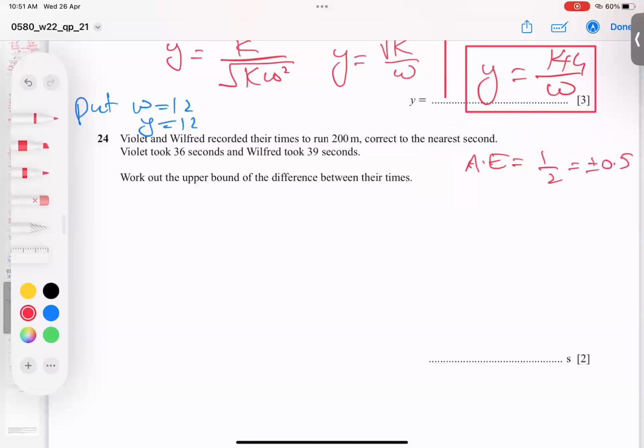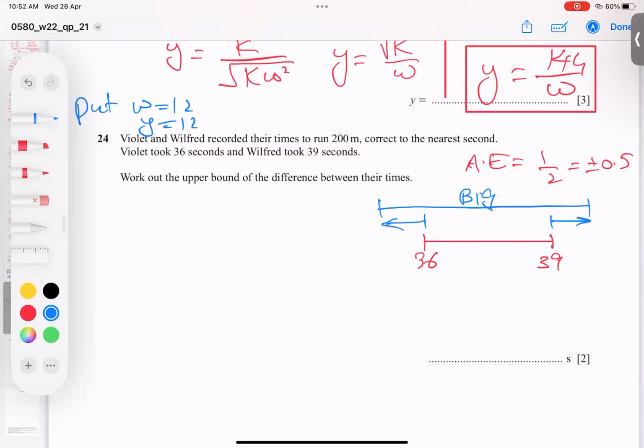Then he's saying V has 36 and W has 39. We have taken this much time and this much time. Find the upper bound of the difference between the times. Look here: the highest time is 39 and the lowest time is 36. For the upper bound, I take the higher value for one and the lowest value for the other, so the difference becomes big.